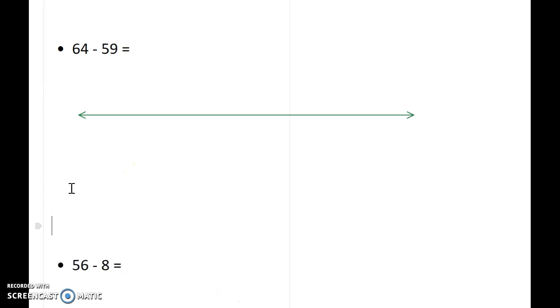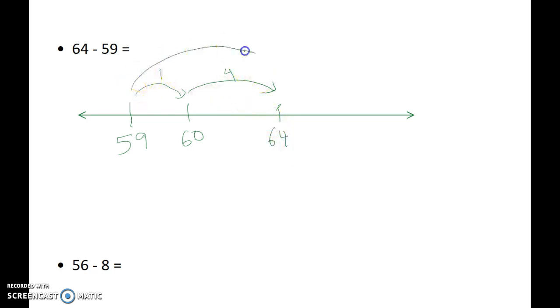So, great, 64 minus 59. Hopefully what you're going to get is kids counting up. They're going to start at 59, jump to 60, and then maybe jump 4 more to get to 64, and then they found that the difference was this much, that the distance between those was 5. So the answer to this is, in fact, 5.